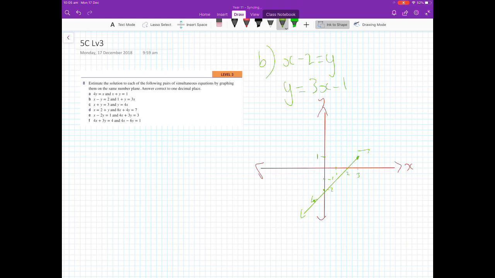Alright, in our other one, when x is 0, y is minus 1. When x is 1, 3 minus 1 is 2, y is 2. When x is minus 1, y is minus 4. And throw that graph in.